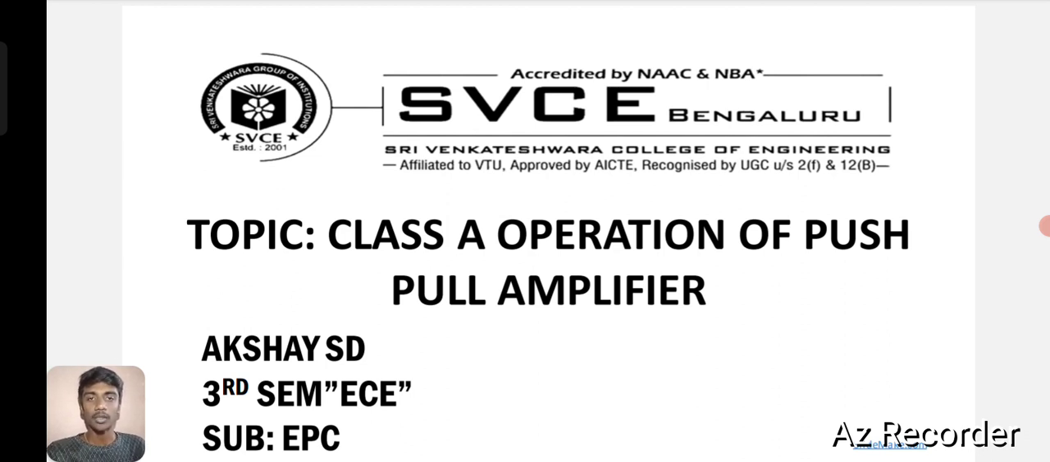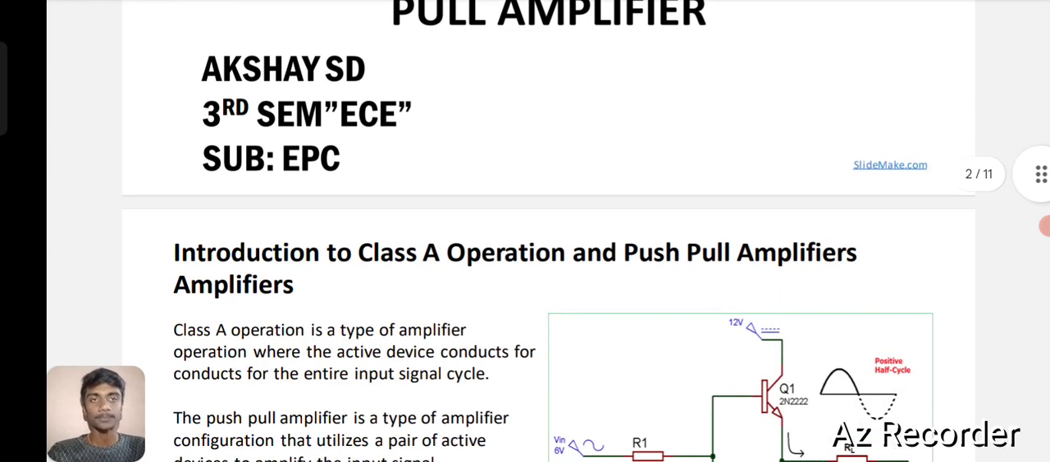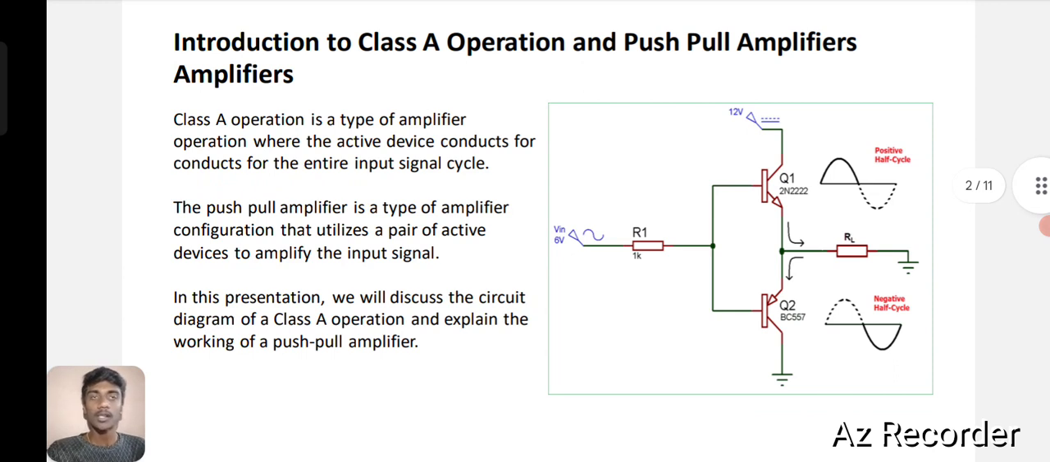I am explaining the class A operation of a push-pull amplifier. First, introduction. Introduction to class A operation and push-pull amplifiers. Class A operation is a type of amplifier operation where the active device conducts for the entire input signal cycle.